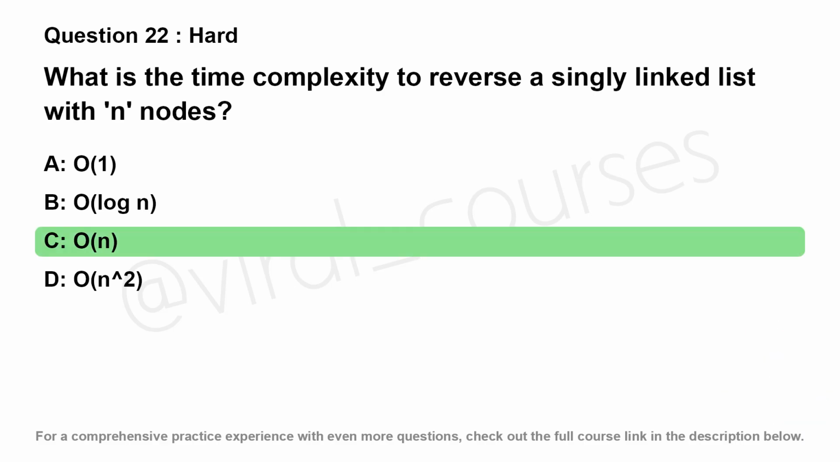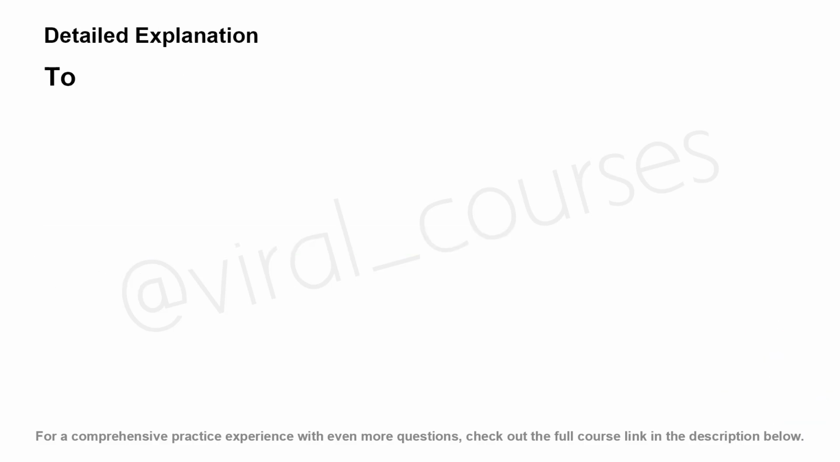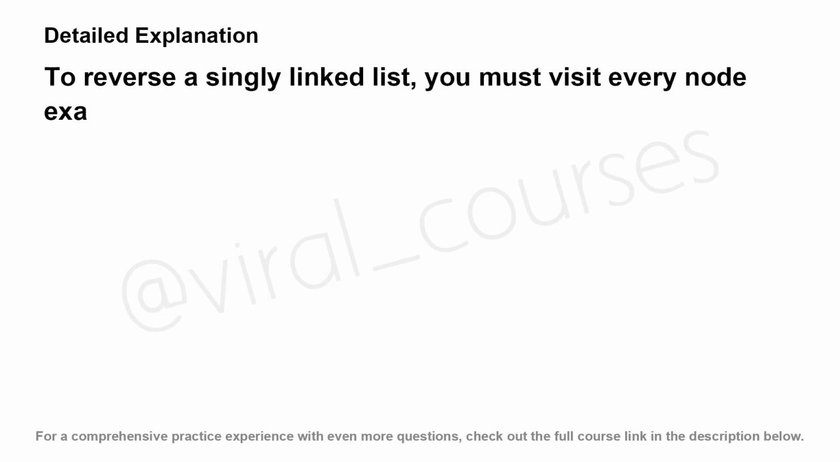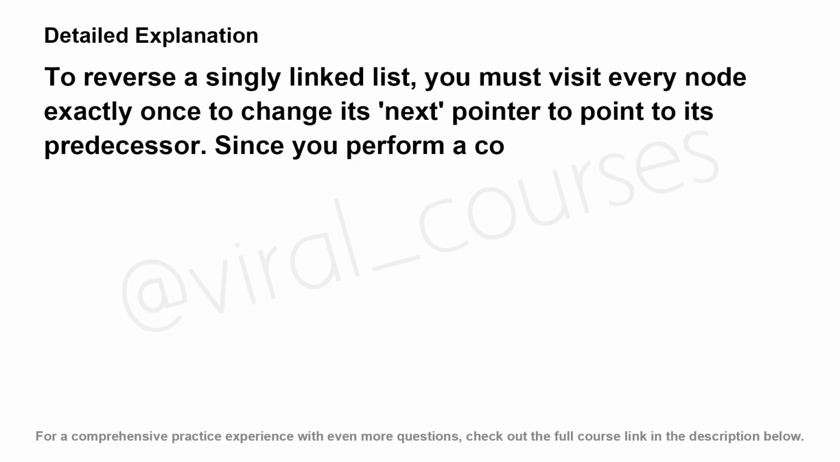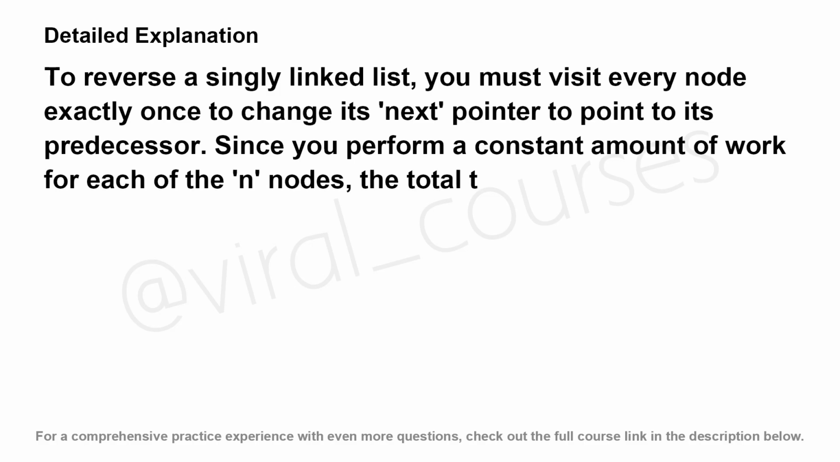The correct answer is C. To reverse a singly linked list, you must visit every node exactly once to change its next pointer to point to its predecessor. Since you perform a constant amount of work for each of the n nodes, the total time complexity is linear, O(n).